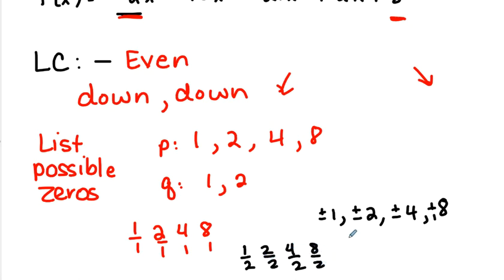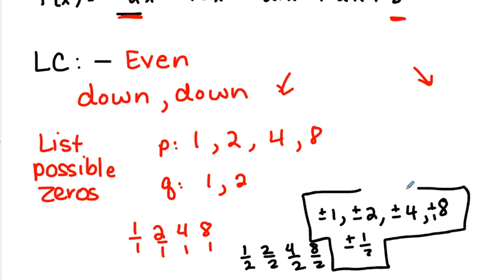Okay, so that adds to us 1/2, plus or minus 1/2, because 2 over 2 is 1, which we already have. 4 over 2 is 2, which we already have, and 8 over 2 is 4, which we already have. So these are all my possible zeros. All right, so now you can start testing them.